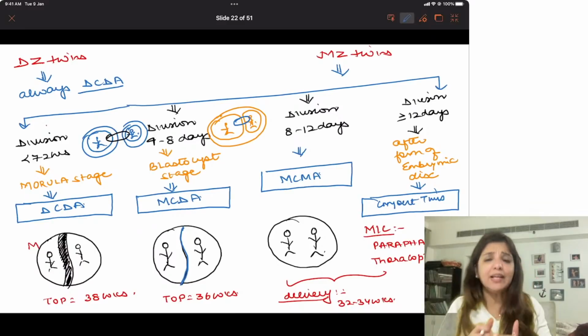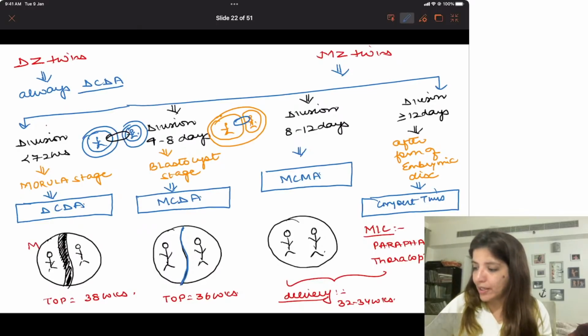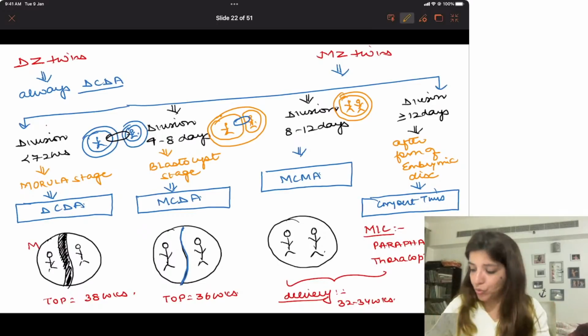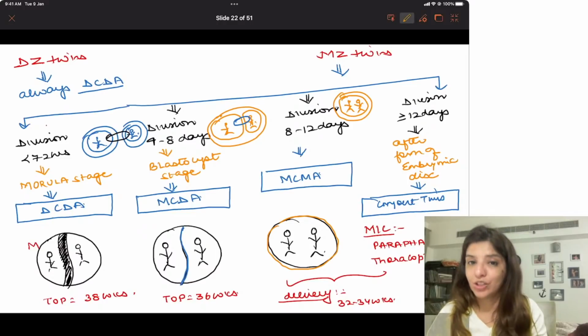If you are getting a thin layer, it means monochorionic diamniotic. Now draw monochorionic monoamniotic. Both the twins are surrounded by a single chorion, a single amnion, and then we have the twins. So there is no layer of membrane between the 2 twins. This is how you draw monochorionic monoamniotic twins. And then you have conjoined twins.